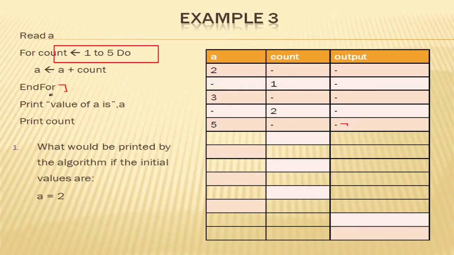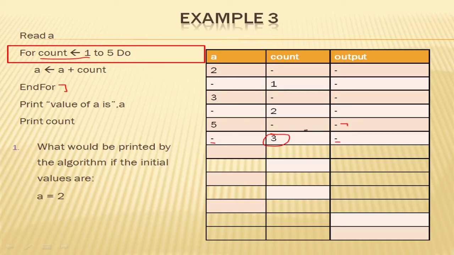So we're going to go up to the start of the for loop again, and the last value of count was 2, so it means that the for loop will automatically increment count from 2 to 3. In other words, the for loop will count up from 2 to 3 automatically. So the value of count right here is now 3, which is here, right? There is no value for a, so we'll put a dash. There is no value for output, so we'll put a dash, right?